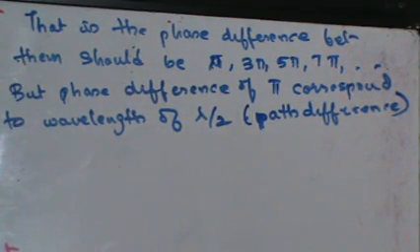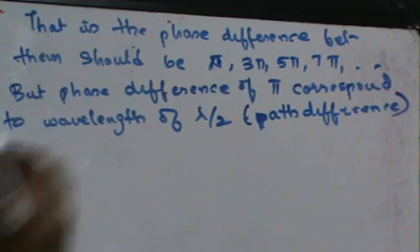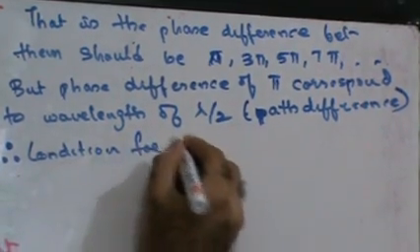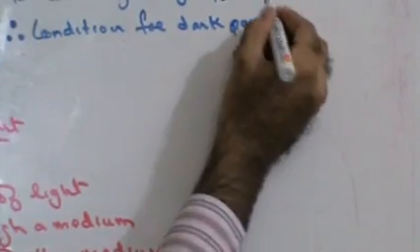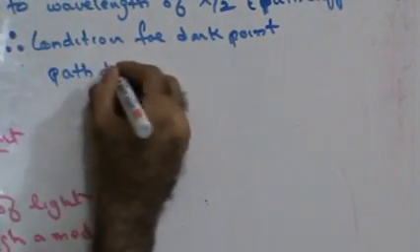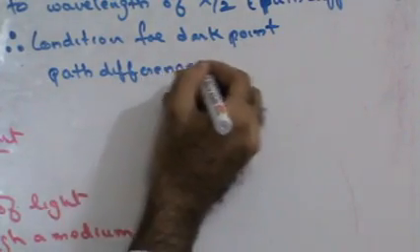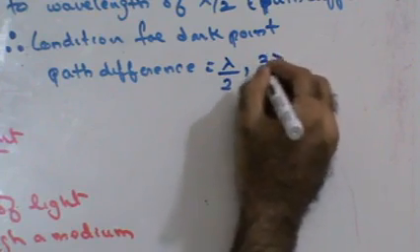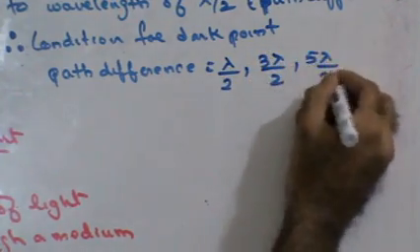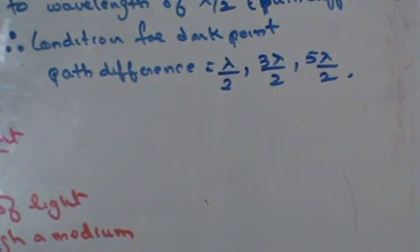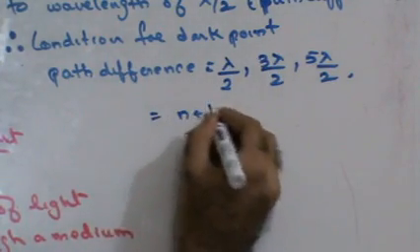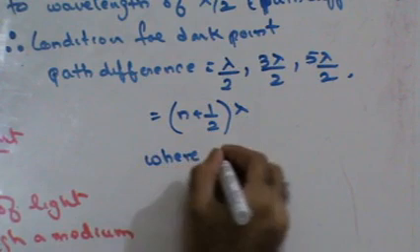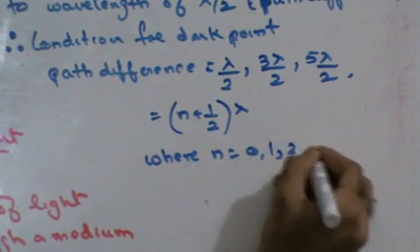Only then the point will be dark. Therefore, I can say the condition for dark point is that the path difference should be equal to lambda by 2, 3 lambda by 2, 5 lambda by 2, and so on, which can be written as (n plus 1 by 2) lambda, where n is equal to 0, 1, 2 and so on.